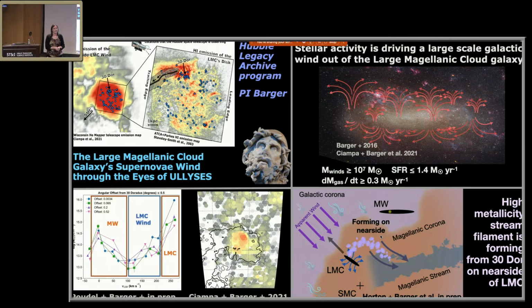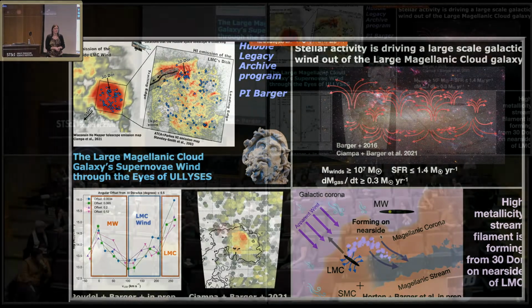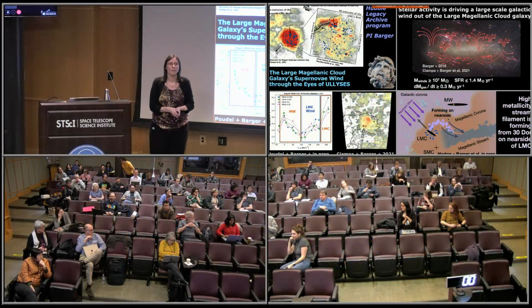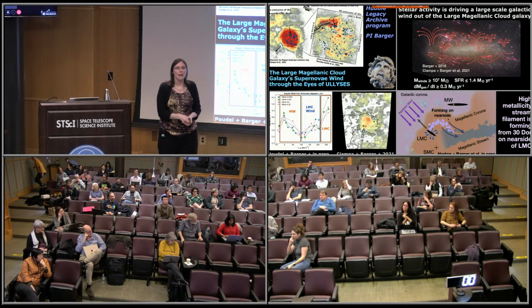Very nice talk. Most dwarf galaxies are known to have outflows. How would the outflow of the LMC compare to the outflows in other galaxies? Would it be fairly typical, or would the proximity to our galaxy make a difference?